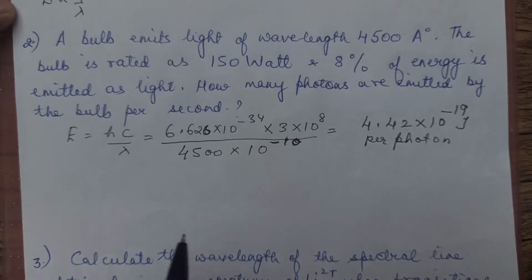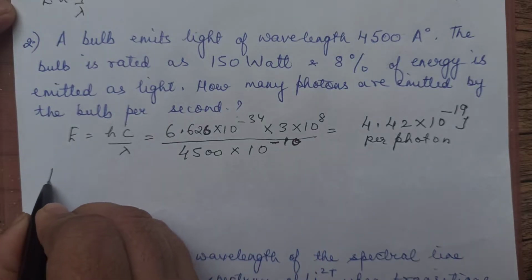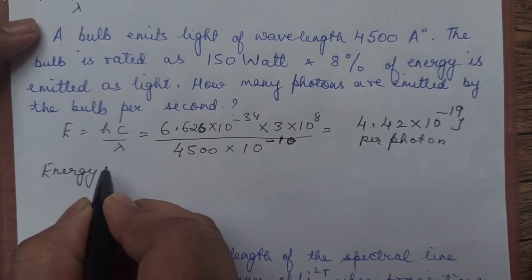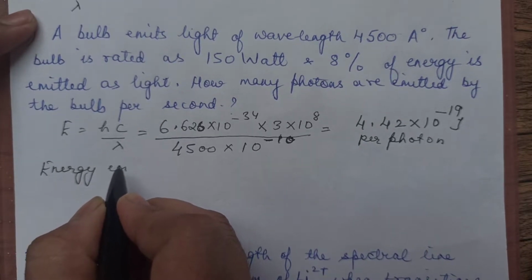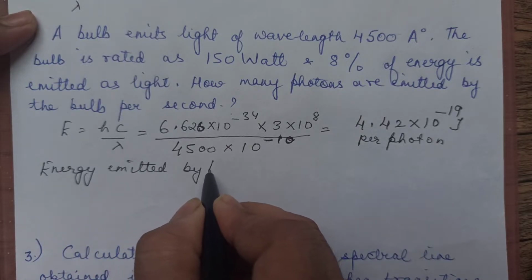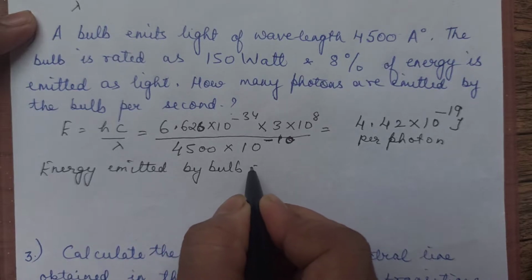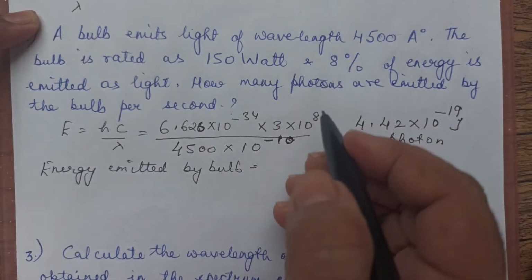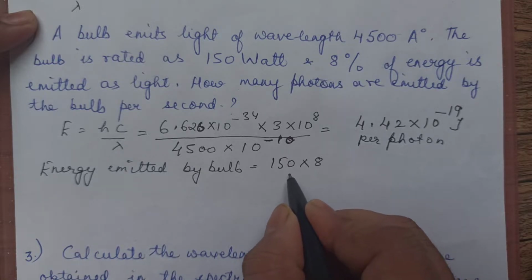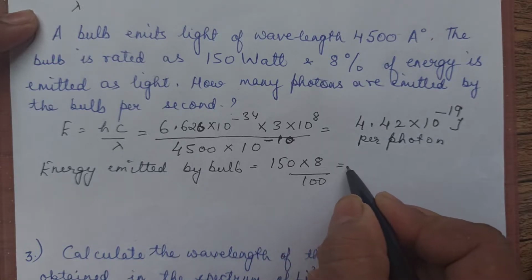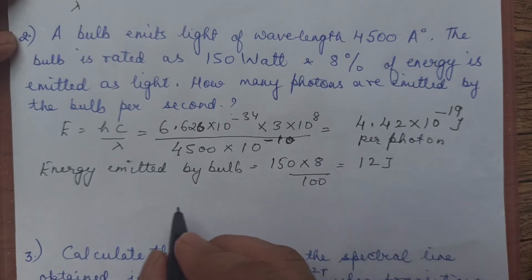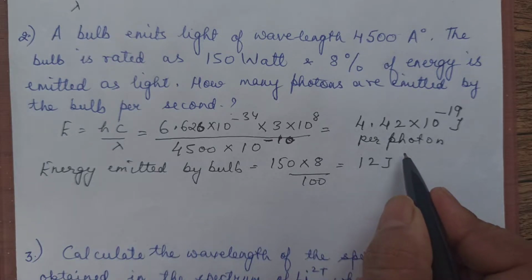Now, further, what is the energy emitted by the bulb? We will check that. Energy emitted by the bulb is 150 and 8% of that. That means I will take 150 into 8 by 100. If I solve it, children, I am getting 12 joules. This is the energy emitted by the bulb. This is the energy per photon.